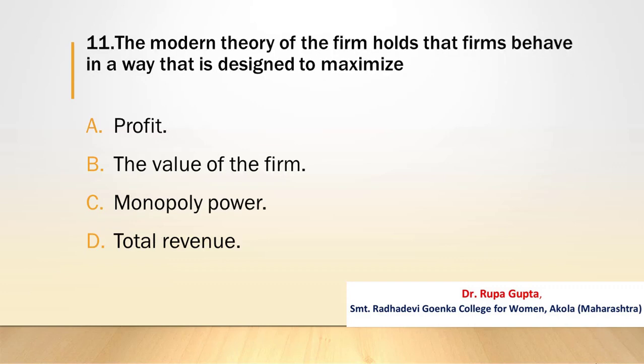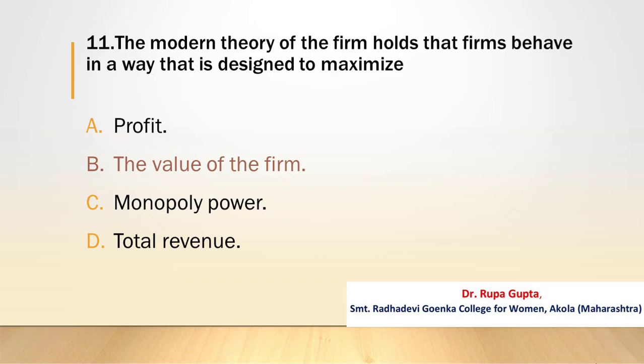Question number 11. The modern theory of the firm holds that firms behave in a way that is designed to maximize: Option A. Profit, B. The value of the firm, C. Monopoly power, D. Total revenue. And the correct answer is B, that is the value of the firm.